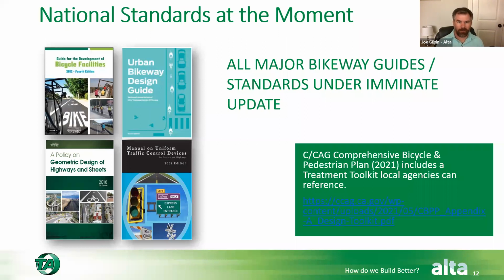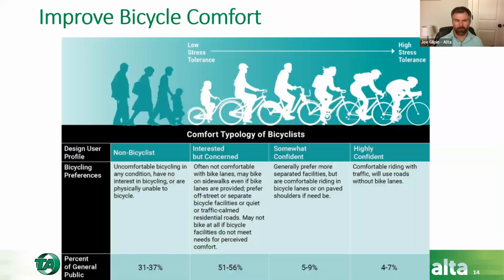You have a toolkit that was put in the CCAG Comprehensive Bicycle and Pedestrian Plan also that has a lot of informational resources in there, but we're very close to having what I'm considering kind of a new paradigm in design guidance. And the California MUTCD, I did want to point out, is ahead of the national MUTCD on a lot of these cases, and I'll point out some of those as well as we go through.